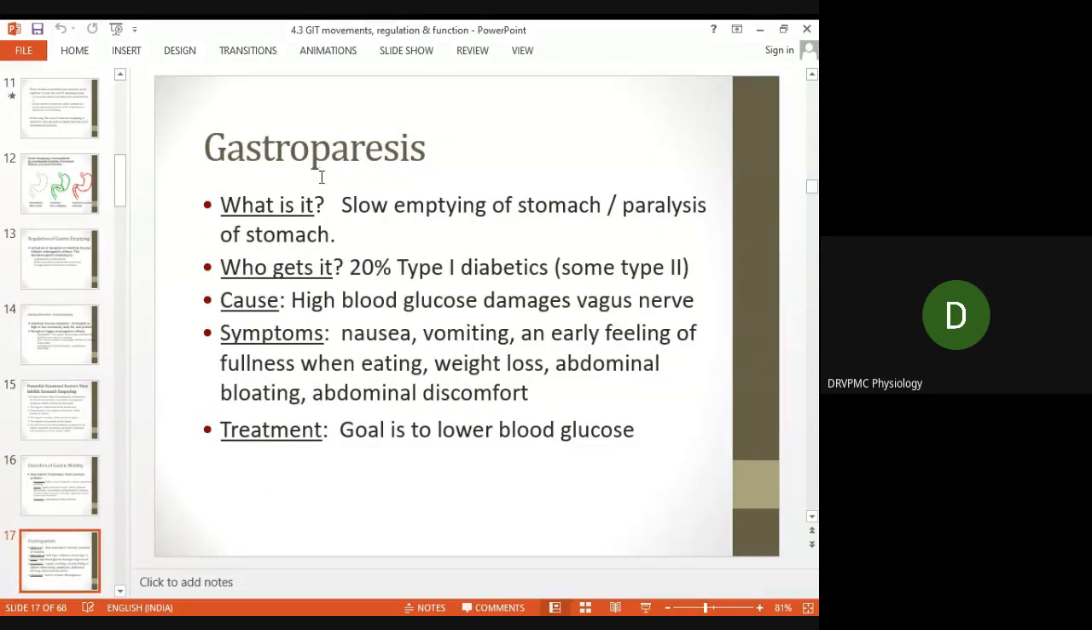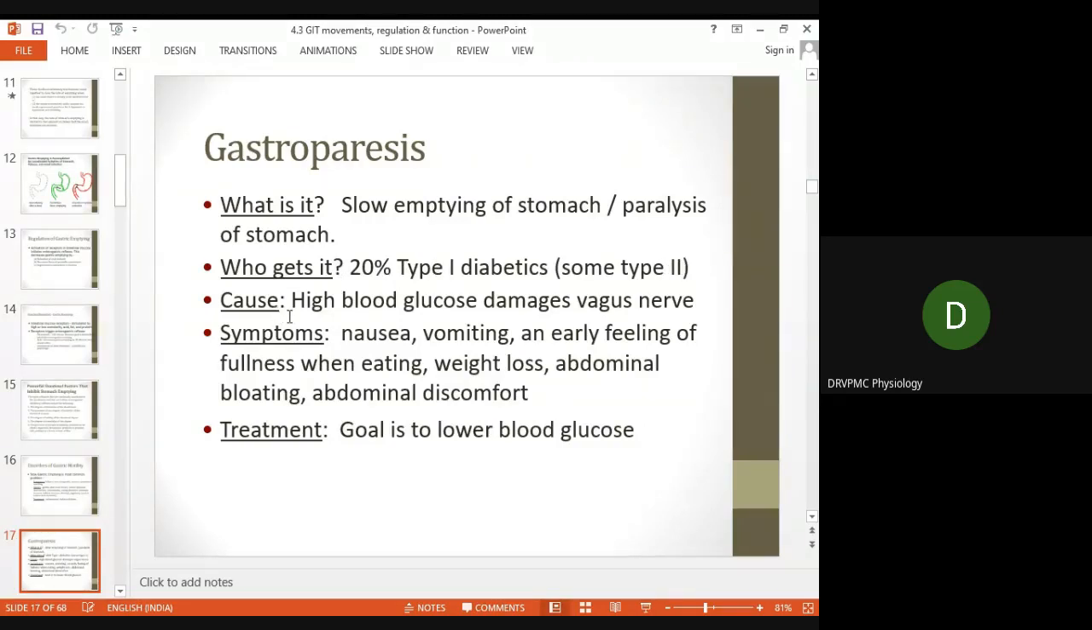Another problem that can occur with gastric emptying is gastroparesis. What is gastroparesis? It is slow emptying of the stomach, or paralysis of the stomach. Paresis per se means paralysis. Who gets it? About 20% of patients with type 1 diabetes. There are two main types of diabetes, type 1 and type 2. Most of the time it is type 1 diabetic patients, about 20% of them, who may get gastroparesis. Sometimes type 2 patients may also get it.